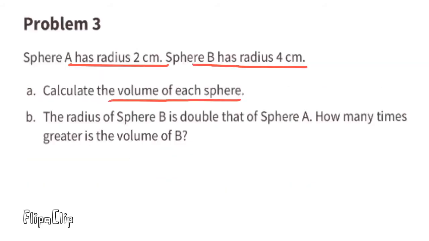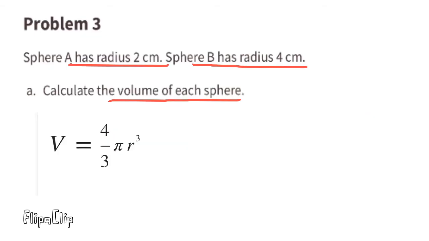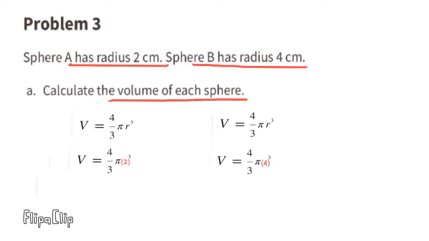Problem number 3. Sphere A has radius 2 centimeters. Sphere B has radius 4 centimeters. A. Calculate the volume of each sphere. Substitute the r with a 2, and for sphere B, substitute the r with a 4. 2 to the third power is 8, and 4 to the third power is 64.